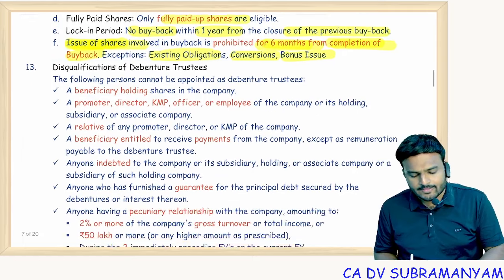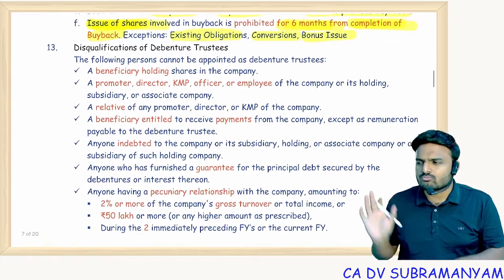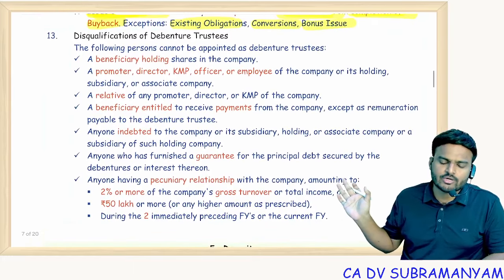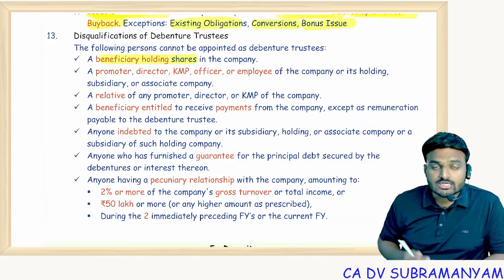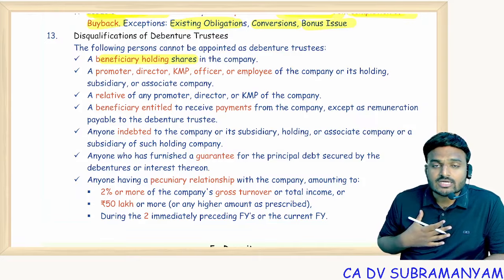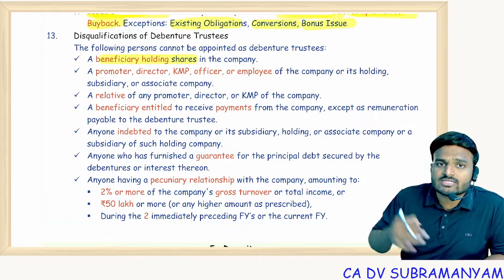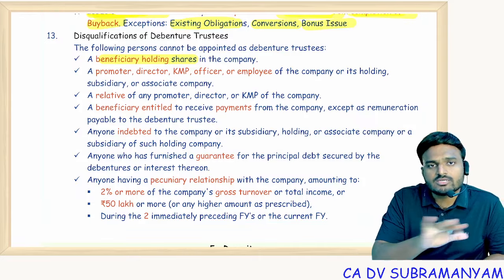Clear? Okay. In debentures, this is the most tricky, exceptional point. Who cannot be a debenture trustee? A beneficial member cannot be a trustee. Even a registered member can be a trustee. But if a person has any beneficial interest in the equity shares of a company, they are disqualified.